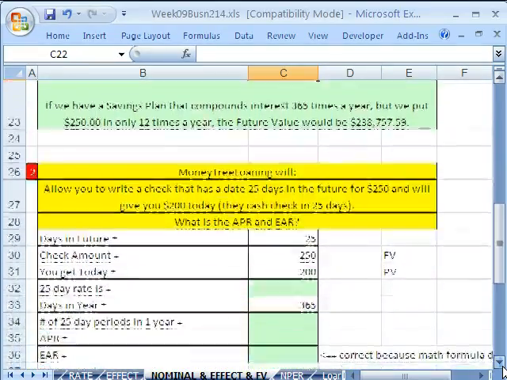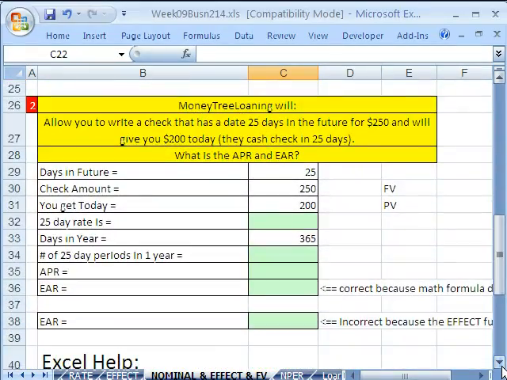This is the money tree. The loaners, the people that come out and say, hey, you have a check coming to you in 25 days for $250. We'll give you $200 today for that $250 in 25 days. Well, of course, this is not a good deal, and you should never do this.